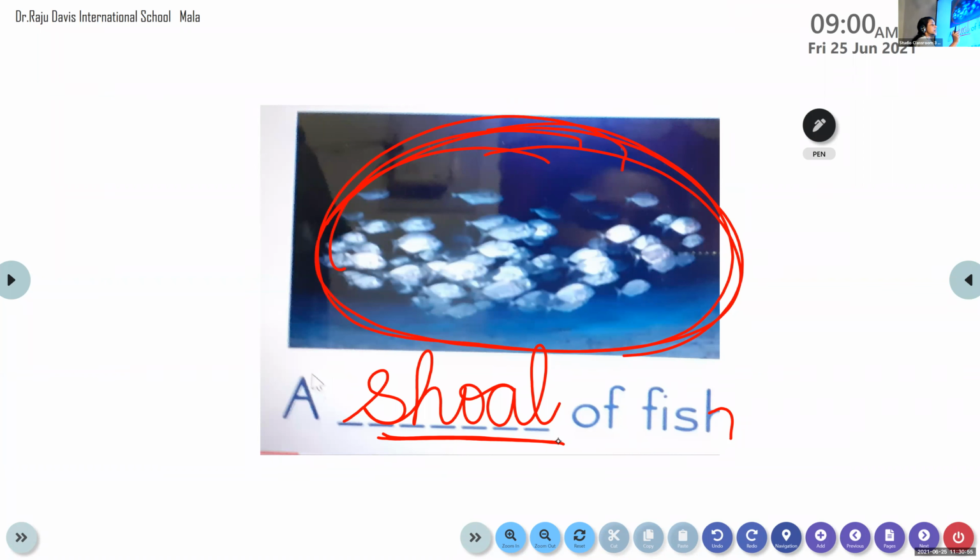The pronunciation is shoal and the spelling of this word is S-H-O-A-L. Shoal of fish. Is that clear? So the collective noun used for a group of fish is shoal of fish. All of you, please repeat it. Shoal of fish. Repeat again. Shoal of fish. I told you it should be learned by heart.